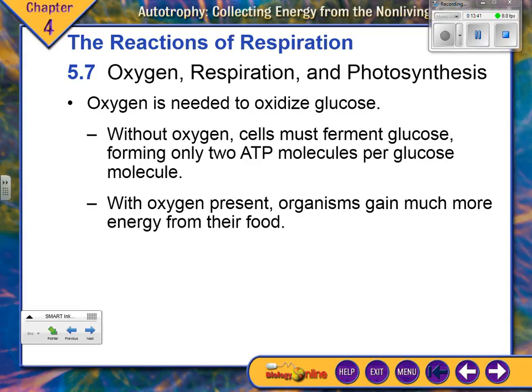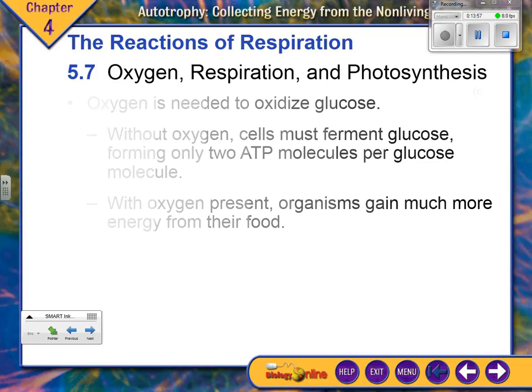And this is how we make alcohol. This is how you get bread to rise. This is how you make cheese. So we'll talk more about that. When oxygen is present though, the organisms gain much more energy from their food with the presence of oxygen because they could do cellular respiration.